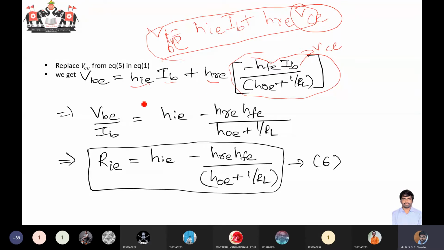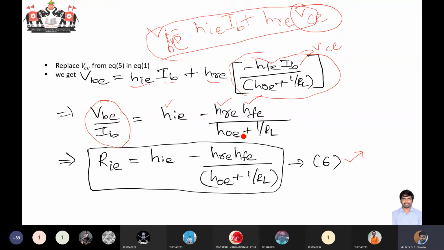From this, now I have IB in both these two terms. This IB I'll take to the left hand side. So this numerator now becomes the denominator. So it is VBE by IB, and I'm left with HIE minus HRE into HFE by HOE plus 1 by RL. So this is the ratio that we require. VBE by IB is nothing but your input resistance of your CE amplifier. So RIE is equal to HIE minus HRE into HFE by HOE plus 1 by RL.